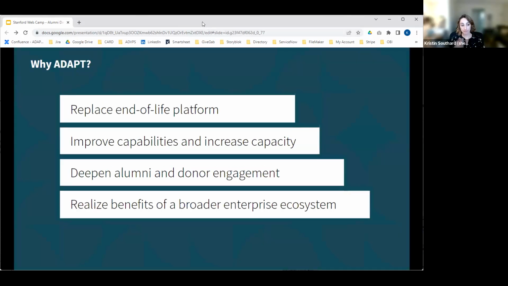So to begin with, the alumni directory is a product that is part of the ADAPT program here at Stanford. For those that don't know what the ADAPT program is, it is a multi-year project that was taken on to replace an end-of-life platform called PostGrads that was the underpinning of most of the alumni and donor systems here at Stanford. It had been around for 20 plus years and touched many different business parts within the Alumni Association and the Office of Development.